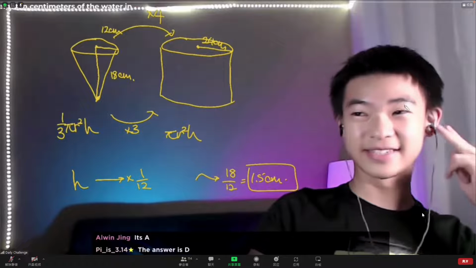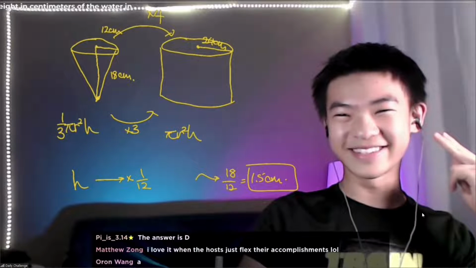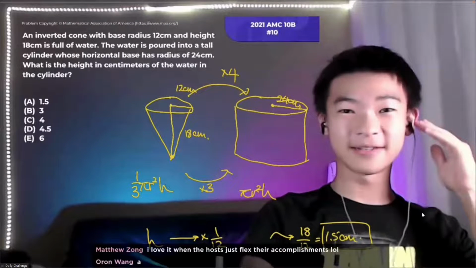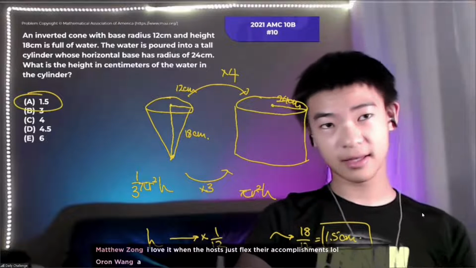So back to our answer choices. Oh no, not that one. Okay, back to our answer choices. So my answer is A. And then we can check, and that would be correct.